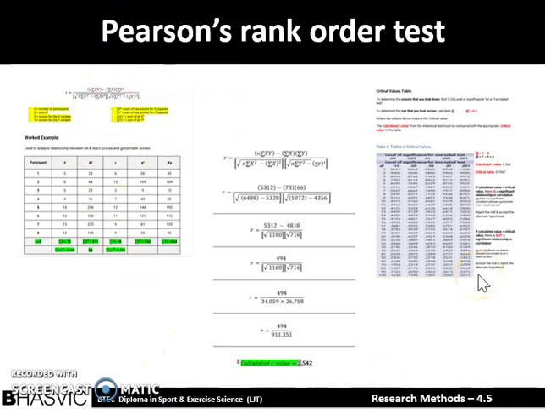So once the formula is done, you will get a calculated R value. So mine was 0.542. Now this value on its own doesn't have much meaning. We don't know if it's significant or not.